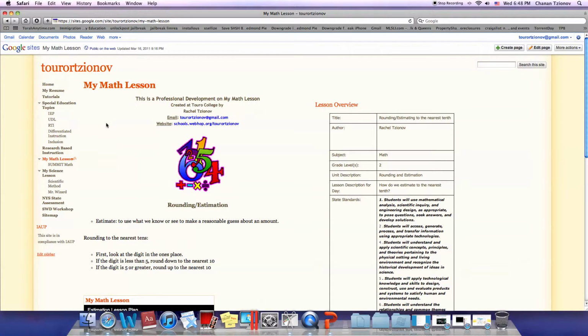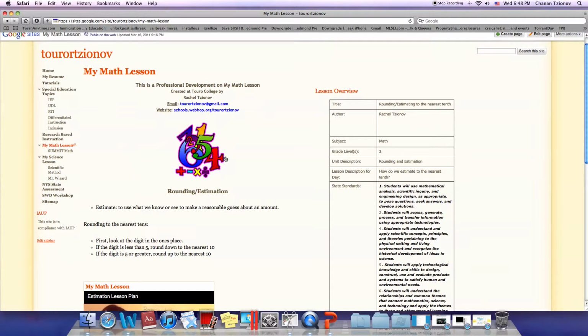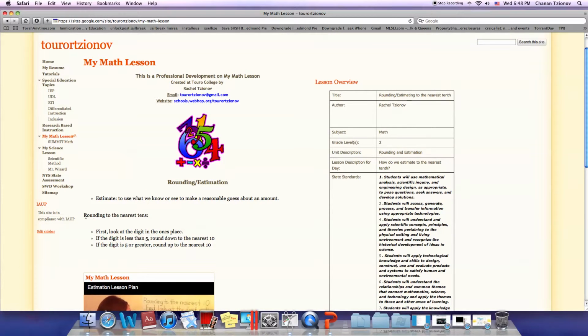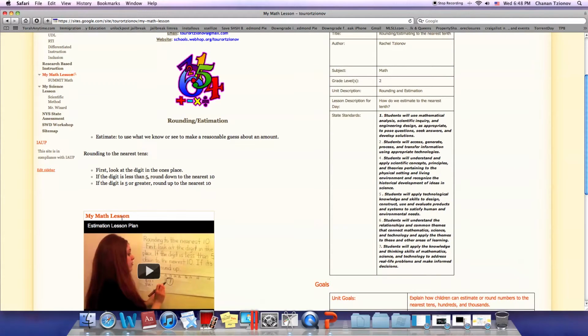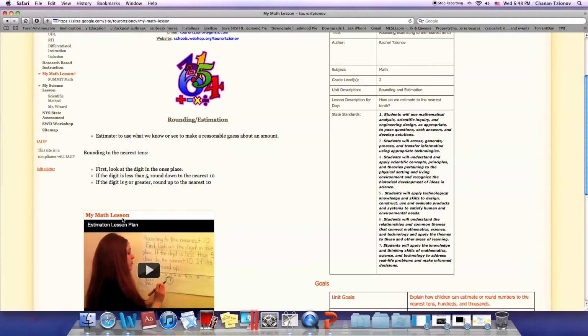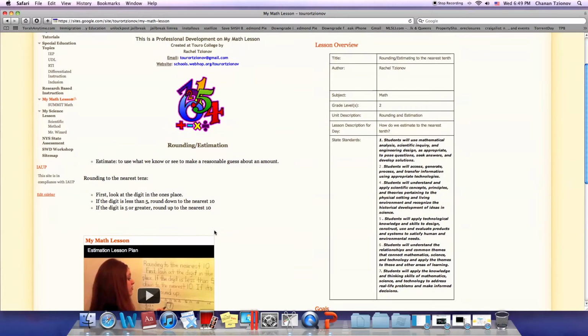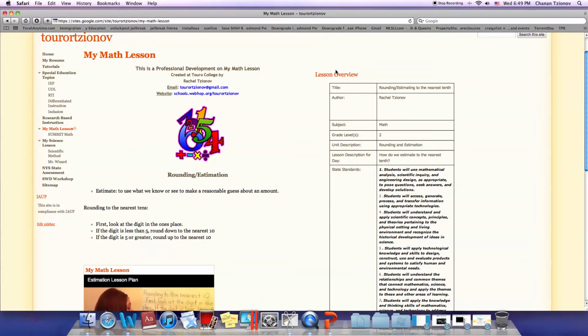Okay, my math lesson was about rounding to the nearest 10. On the bottom, you can see a video of me giving a math lesson. On the right, you will see my lesson plan, which was written in the style of a UDL template.